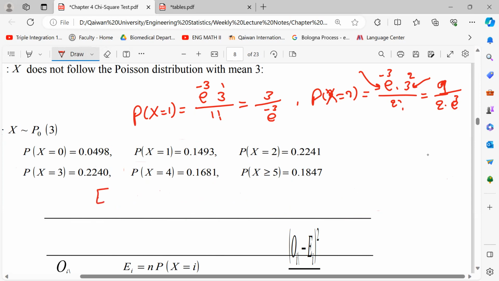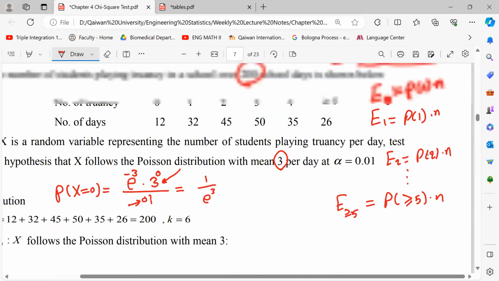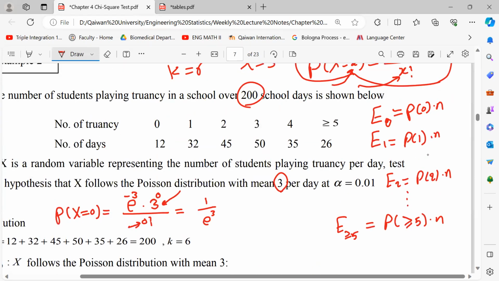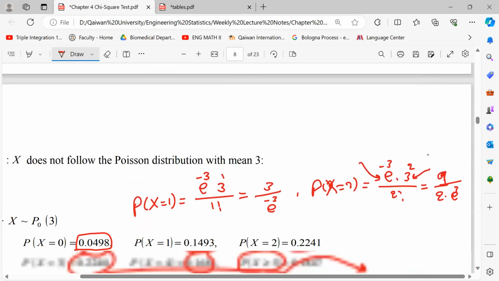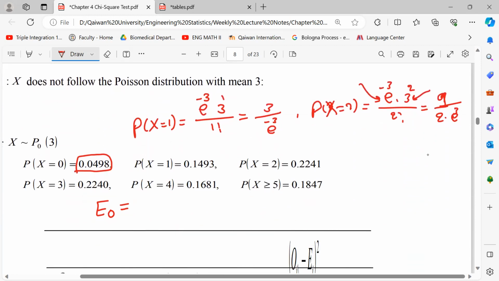We need to find E0, the expected frequency for 0. This equals the probability of 0 times n. We said n is 200 here. It's the sum of all the observed frequencies. It is this one times 200. This is E0, and E1 is this one times 200.